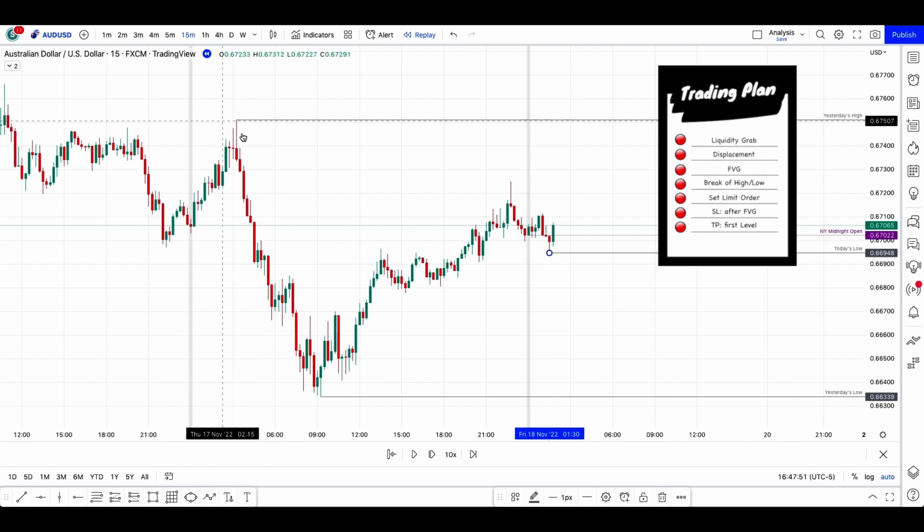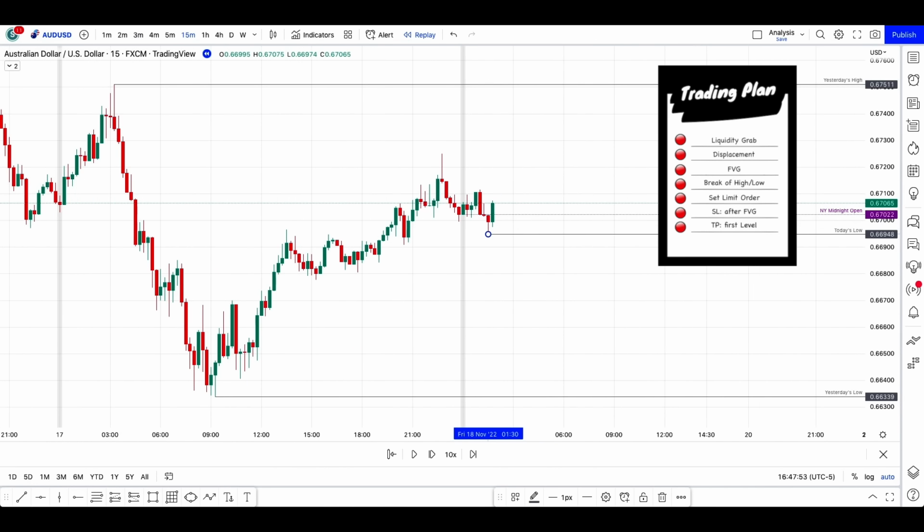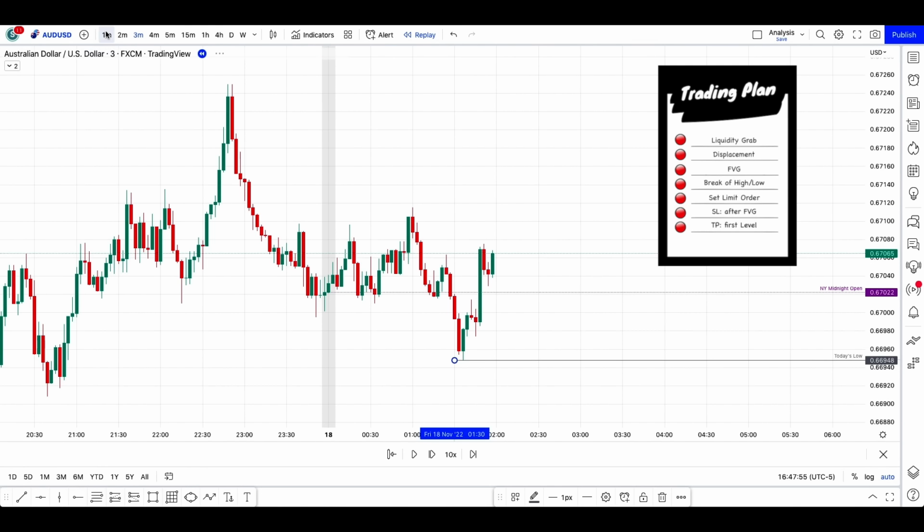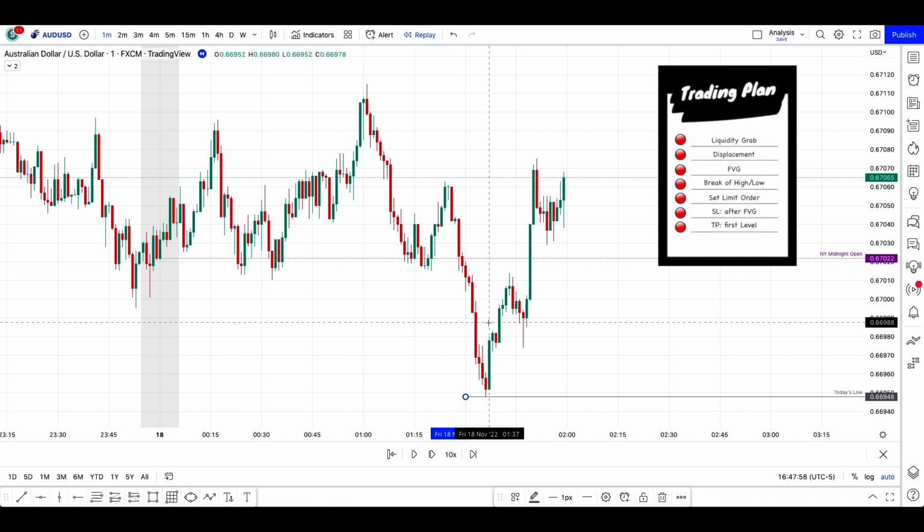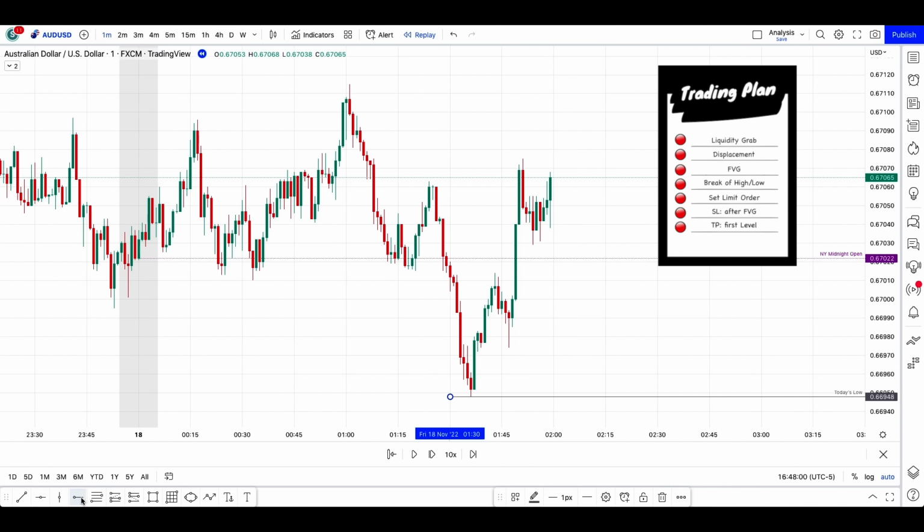So we're not too far from yesterday's high and yesterday's low, so this could be interesting. Maybe we can take them out and then have some reaction. Other than that, this is today's low. Let me write today's high and let's wait.